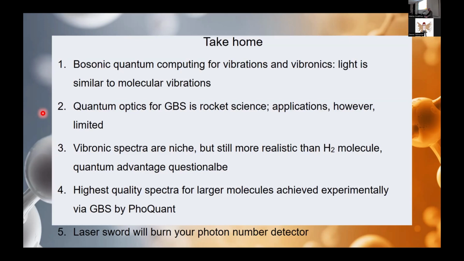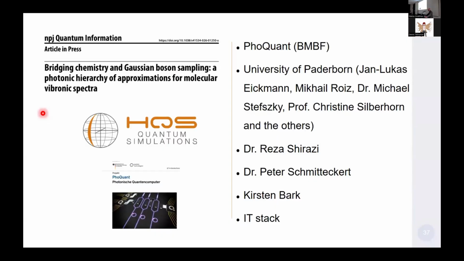So we were able to measure vibronic spectra, or simulate vibronic spectra, on real quantum computers for the second time in history and with a better quality. Yes, and don't use your laser sword for photon number detectors, you will burn it. This has now been accepted to NPG Quantum Information. Soon you can read it.